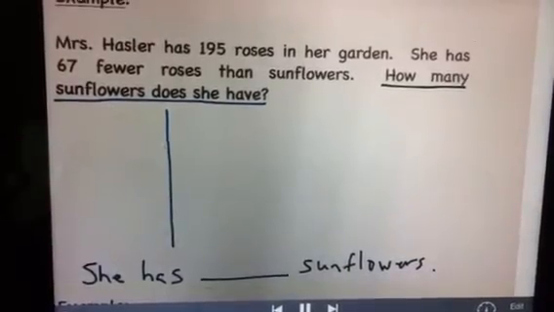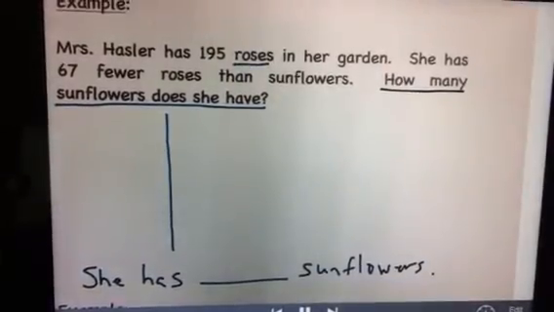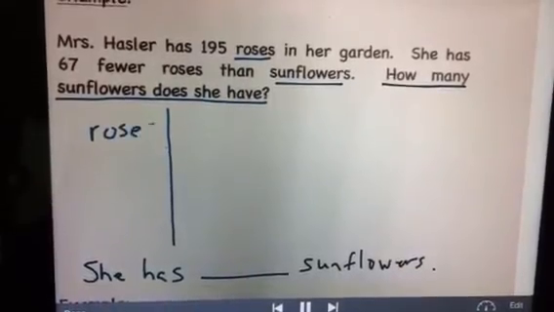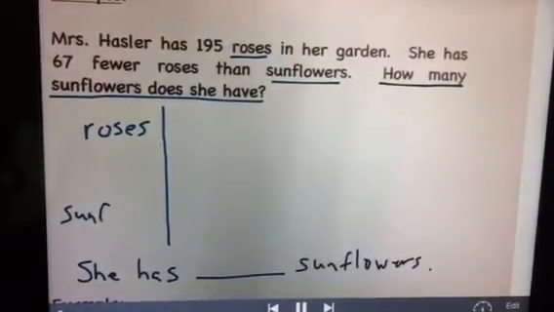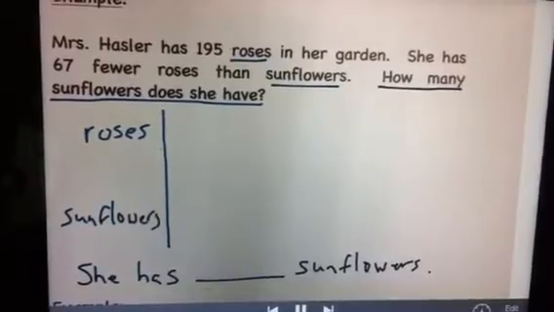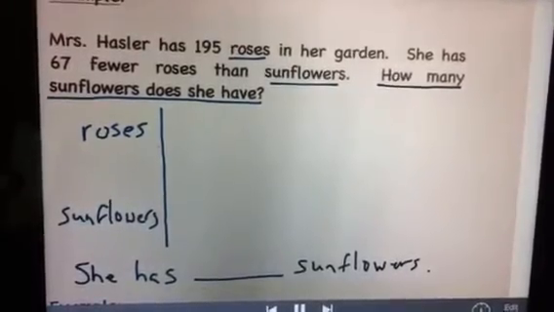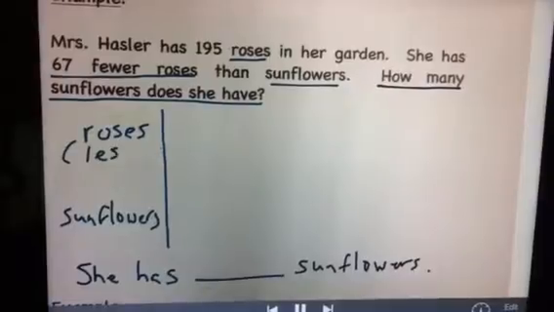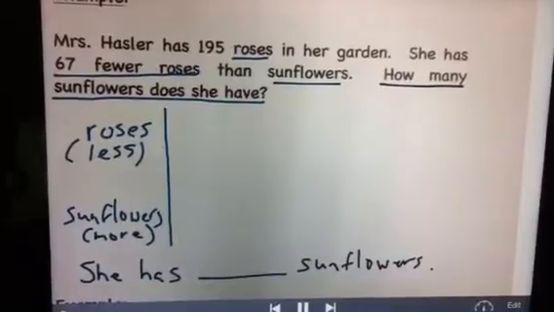Step number 4, who or what is the problem about? Now we see that this problem is talking about roses and sunflowers, and we always write whatever is mentioned first in the problem. So I'll write roses and sunflowers here. Now remember, it's very important to write which one has more and which one has less. So if you look at this problem, we see that she has 67 fewer roses. So roses have less and the sunflowers have more.